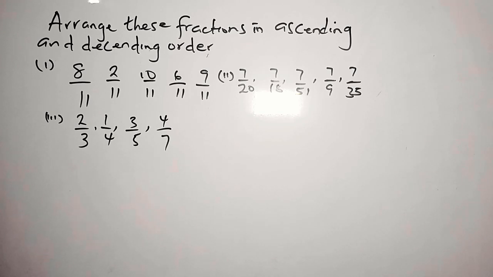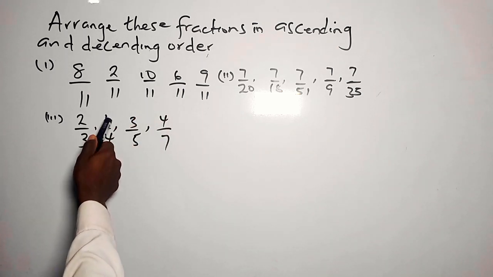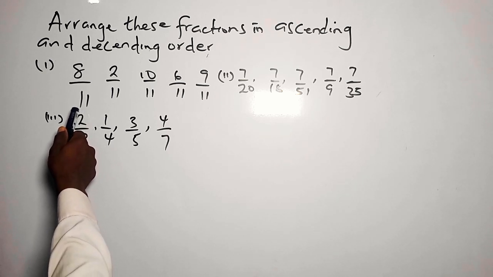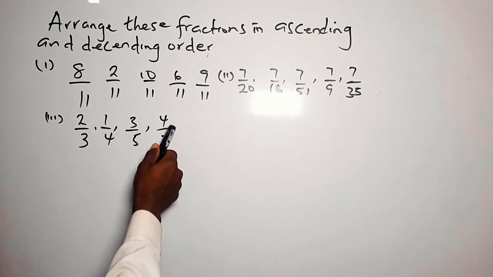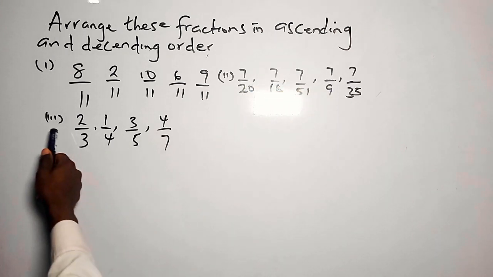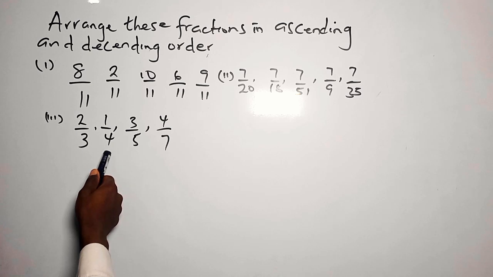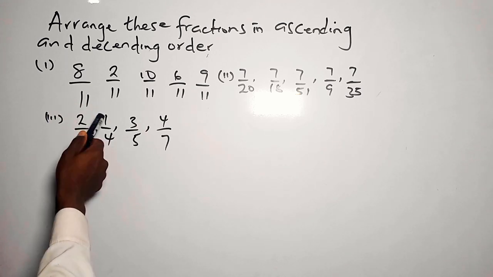The question says arrange these fractions in ascending and descending order. We have three sets of fractions. When we look at the first set, we have fractions with the same denominator. In the second one, we have fractions with the same numerator. And in the third, we have different numerators and denominators. How do we arrange this set of fractions?